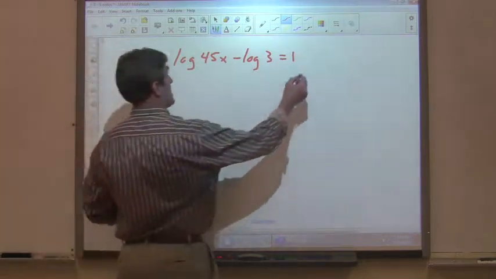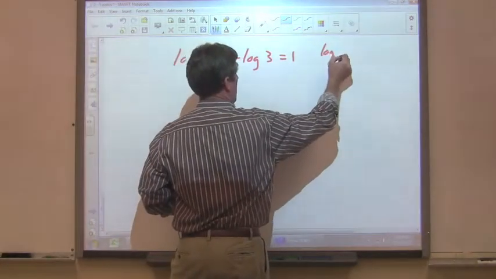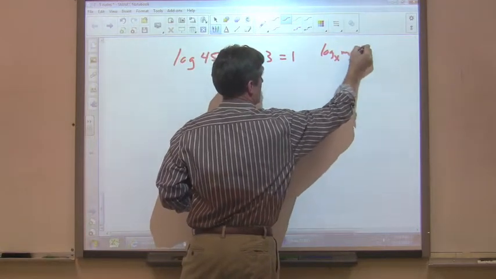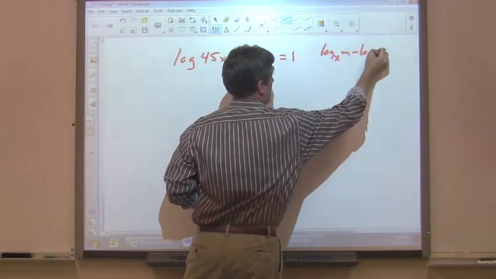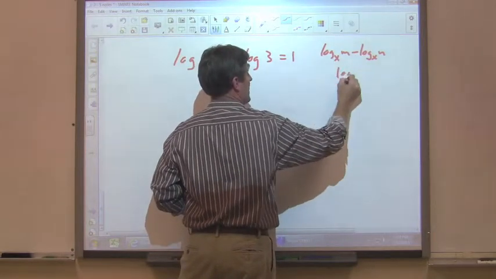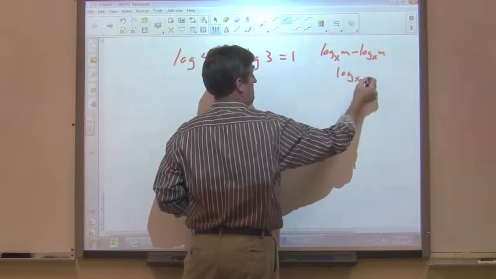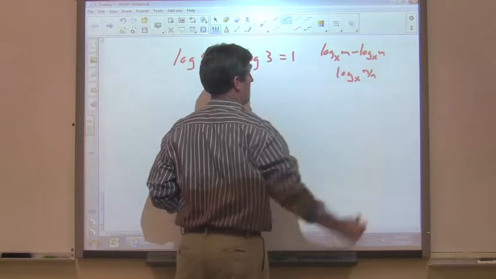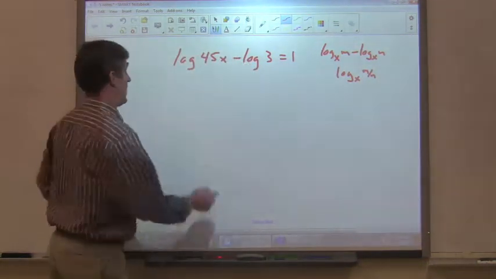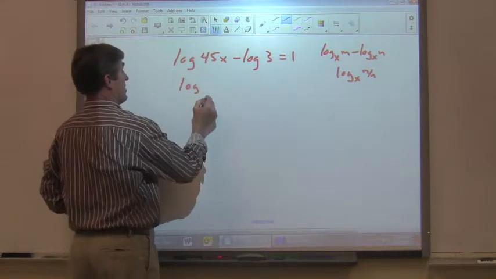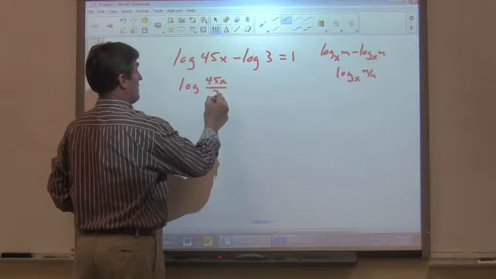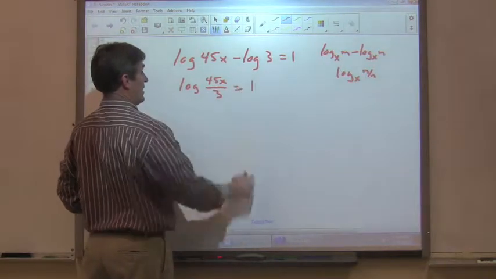Remember, we have the rule that says log, whatever that base is, if these bases are the same, as subtraction I can write it as a single logarithm, same base, m divided by n. Well, since there's no base given, these are base 10, and so I can rewrite this as log of 45x divided by 3 equals 1.